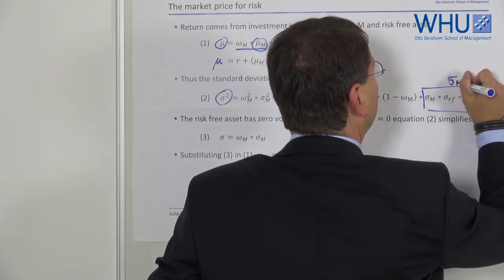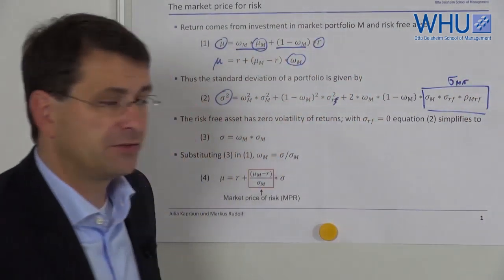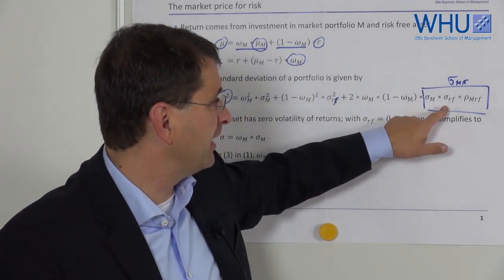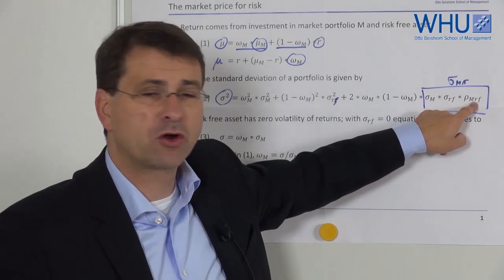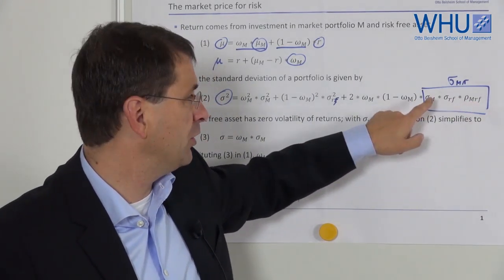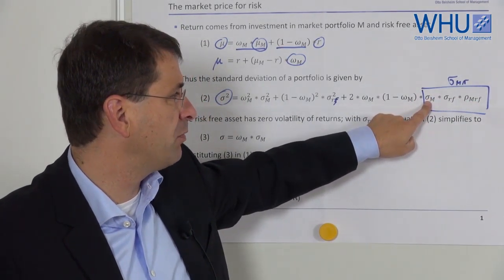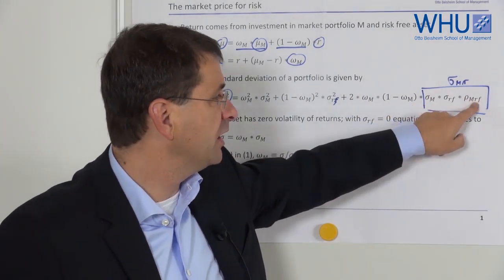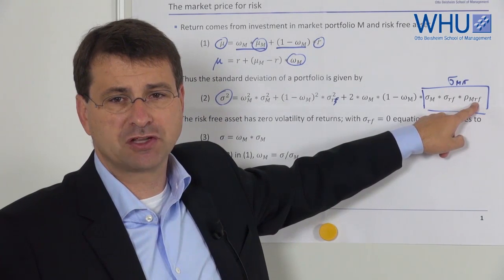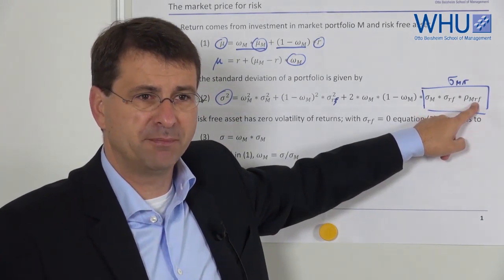So that is the covariance between M and R, and as you might know, the covariance is exactly the same as the product of the two volatilities times the correlation coefficient. So here we have the volatility of portfolio M, here we have the volatility of the riskless asset, here we have the correlation coefficient between the riskless asset and portfolio M.